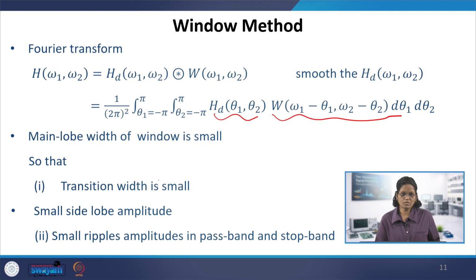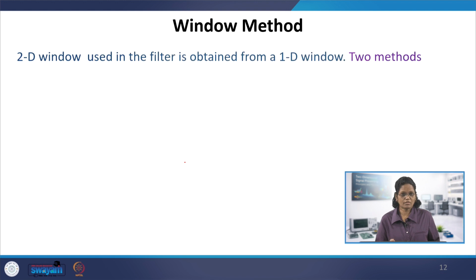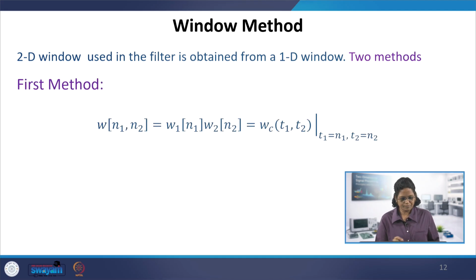So these 2 points need to be noted. Smaller side lobe will increase the main lobe width, and the transition band may increase. So we need to have the trade-off that we had seen in the 1D case. Similarly here also, the same window functions can be used either as separable windows or circularly symmetric windows. So how do we use these window functions here?